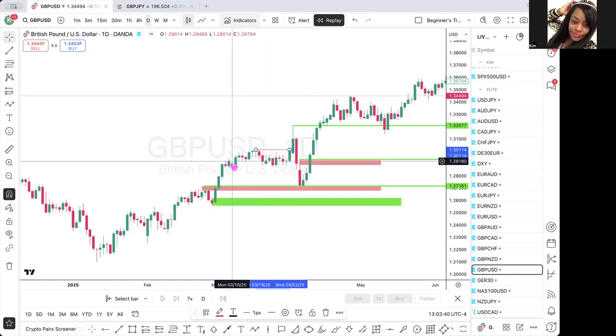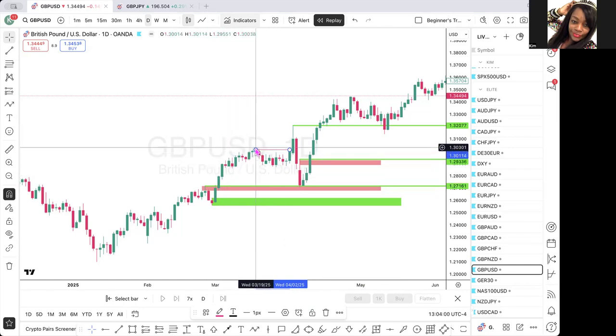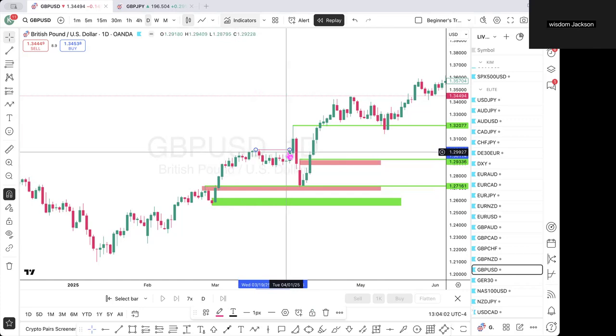There's no order block. There's an order block, but there's no imbalance. Your demand zone has to have an order block with an imbalance. Does that make sense? That's what I'm missing then. Yeah, that's what you have to look for. And yes, this is a valid break of structure.